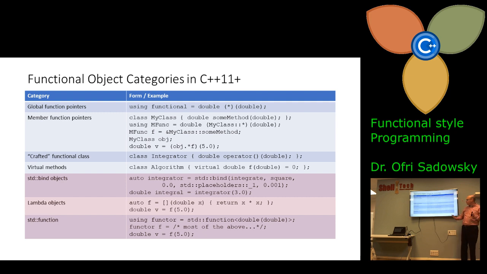I'm not going to talk about it here. You can use what I call a crafted functional class, like our integrator from before, where you overload the parenthesis operator. You can use virtual methods as a form of functional programming. And then there is a list of all these new objects in C++11, like bind, lambda, and function, which I will explain in the coming slides.